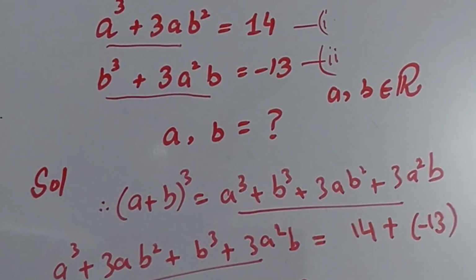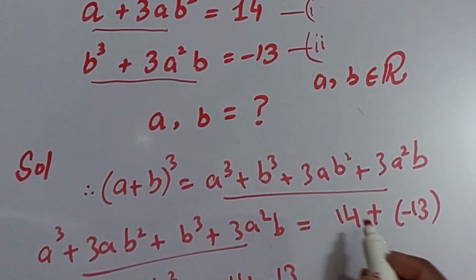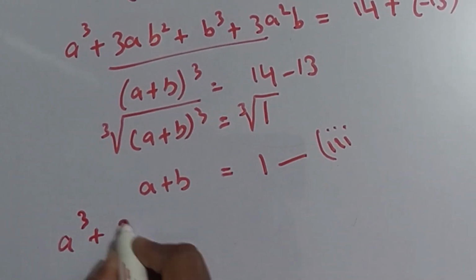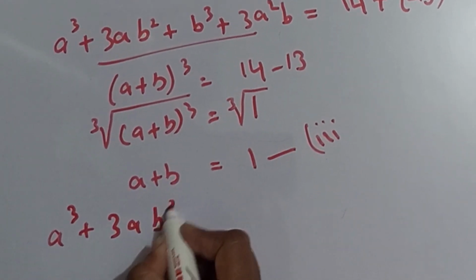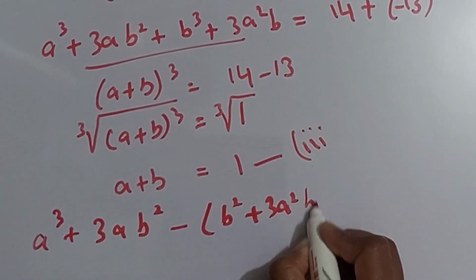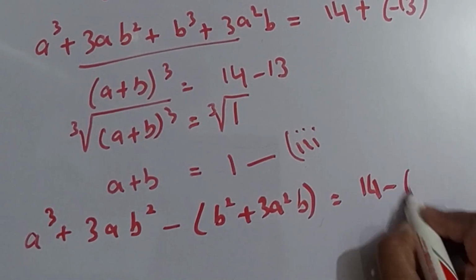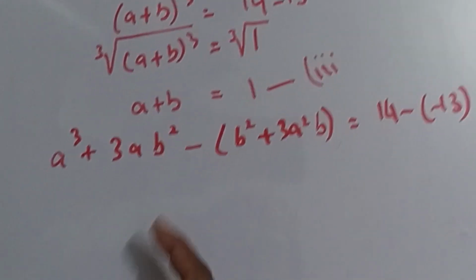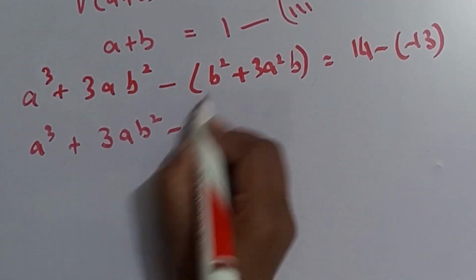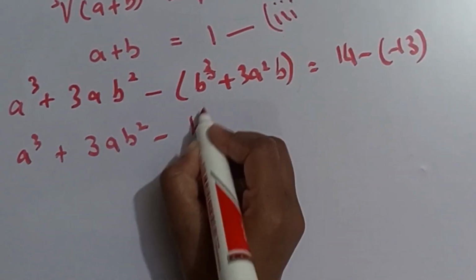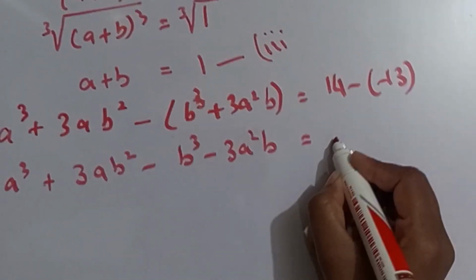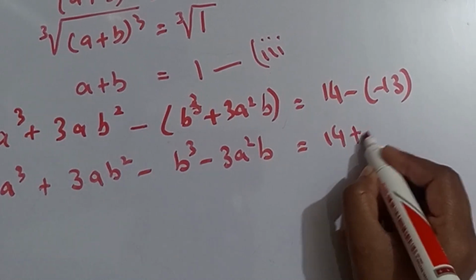What will happen if we subtract these two equations? If we subtract these two equations, then the first equation is a cube plus 3 times a b square, and from the second equation we subtract b cube plus 3 times a square b, which is equal to 14 minus minus 13. So we expand this form: a cube plus 3 times a b square minus b cube minus 3 times a square b is equal to 14 plus 13.